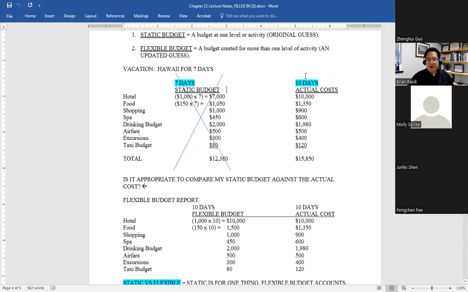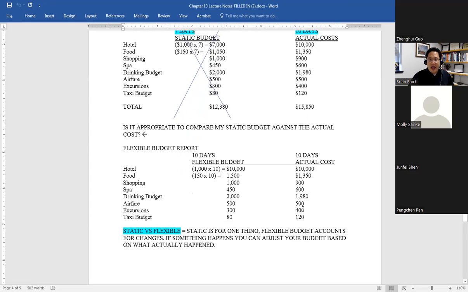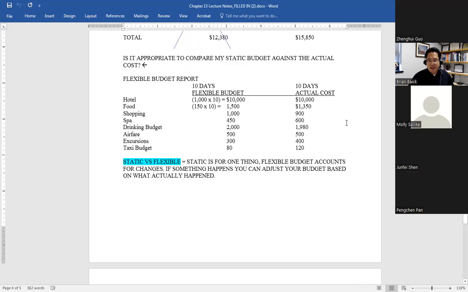I actually go on vacation for 10 days, right? The reason why this is crossed out is because you cannot compare a 7-day vacation budget to a 10-day vacation because it's not even the same number of days, right? So I have my actual results here, 10 days.